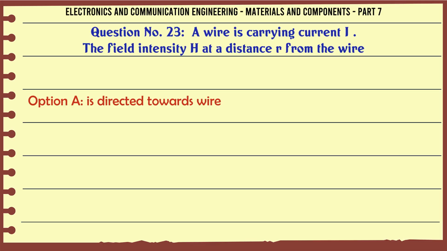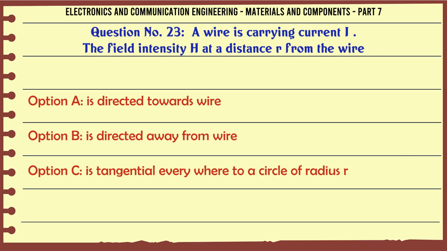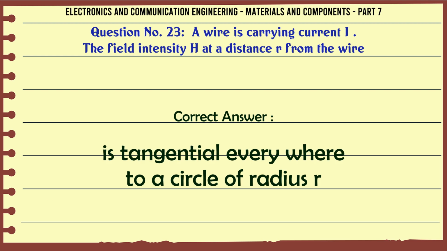A wire is carrying current I. The field intensity H at a distance r from the wire: A. is directed towards wire, B. is directed away from wire, C. is tangential everywhere to a circle of radius r, D. None of the above. The correct answer is tangential everywhere to a circle of radius r.